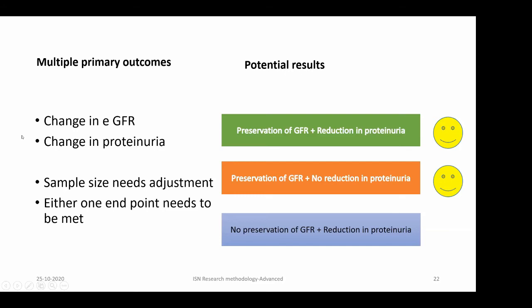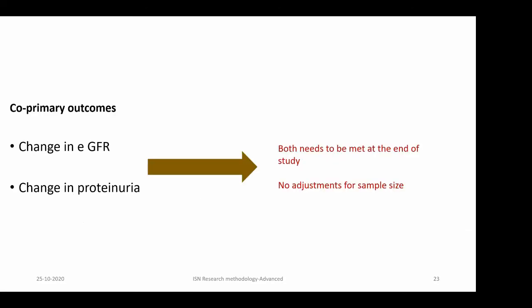If we select multiple primary endpoints, you might end up getting this sort of results. So as per the definitions of multiple primary endpoints, if one of the endpoint is met, fine, you can call the trial a success. But in this third situation, I would be hesitant to call this trial a success. Now, co-primary endpoints, there is no multiplicity comparison. So you need not make any adjustments for multiplicity. So again, if we take change in GFR and change in proteinuria as co-primary endpoints, we need to meet both the endpoints to call the trial a success.